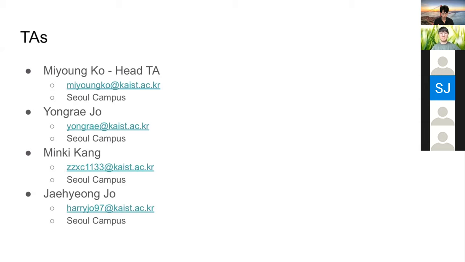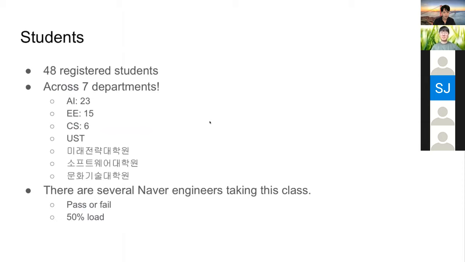Now let's see who is taking this class. As of yesterday, maybe we have more now or less, we have 48 students across 7 departments and schools. We have 23 from AI, 15 from EE, 6 from CS, and we also have one from UST and others, which I don't know in English, but 미래전략대학원 software, I guess, and also 문화기술대학원.